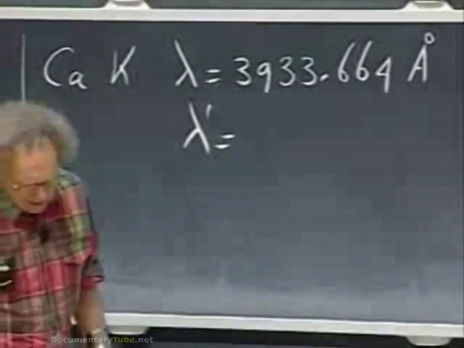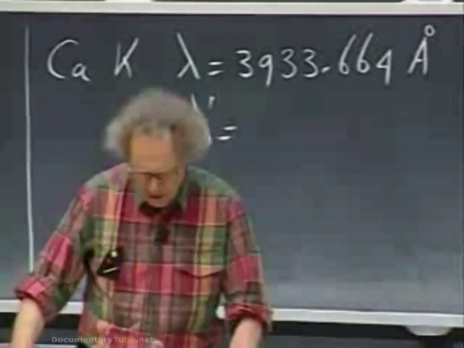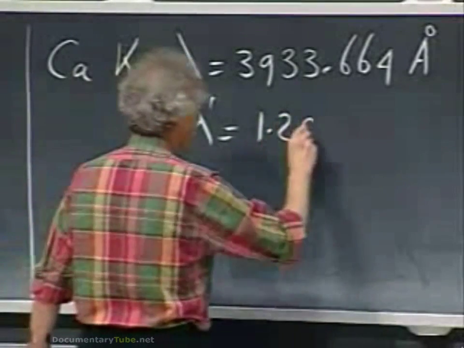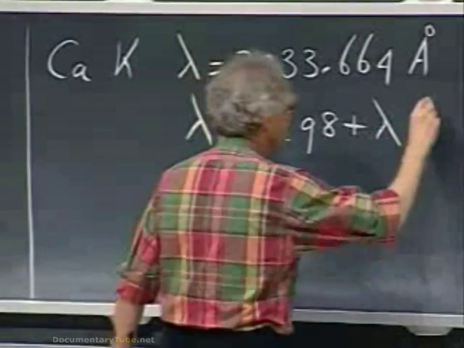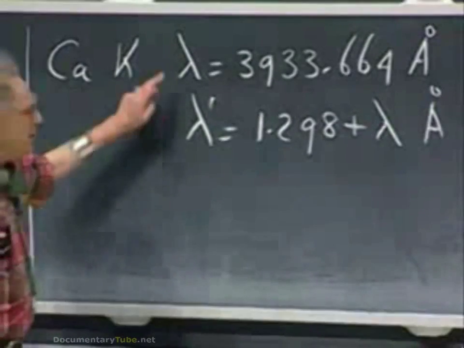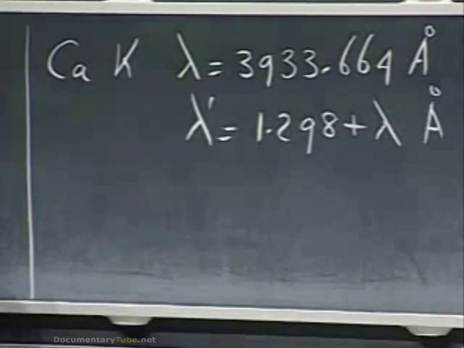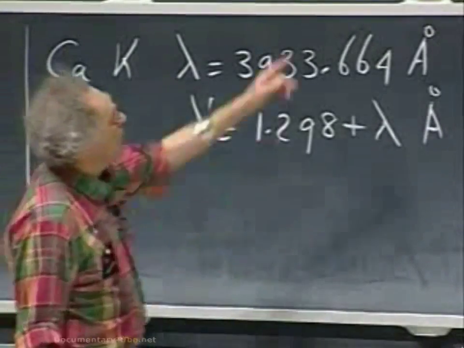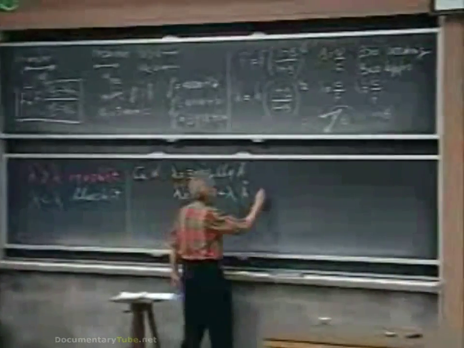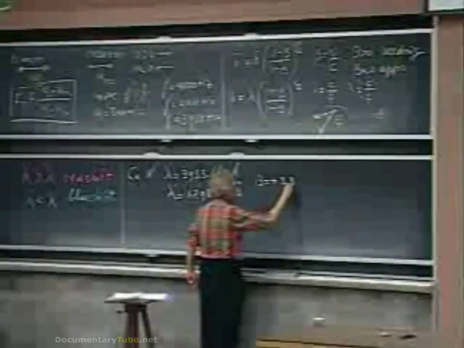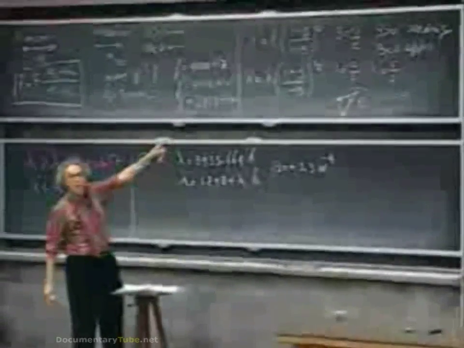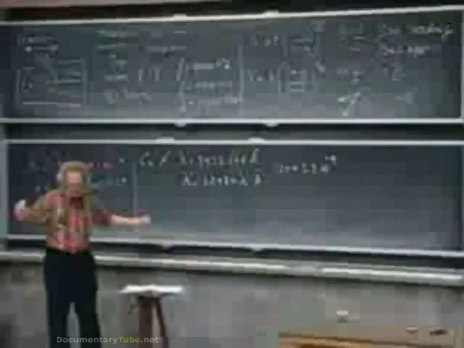We look at the star and we recognize without a doubt that that's due to calcium in the atmosphere of the star, and we find that lambda prime is 1.298 angstroms higher than lambda. So lambda prime is larger than lambda. So there is redshift, and so we are receding from each other. I go to that equation, I substitute lambda prime and lambda in there, and I find that beta equals plus 3.3 times 10 to the minus 4. The plus for beta indeed confirms that we are receding, that our relative velocity is away from each other.